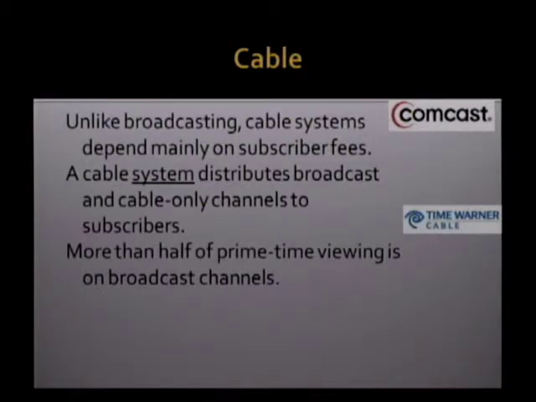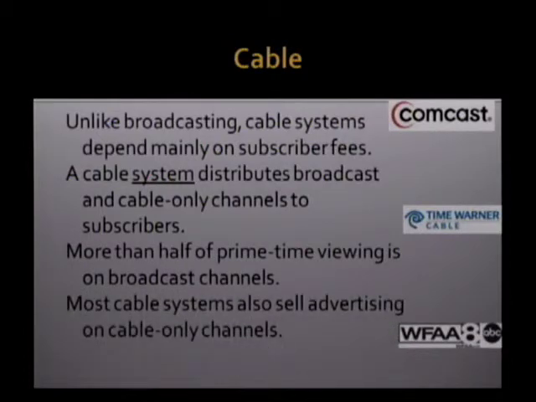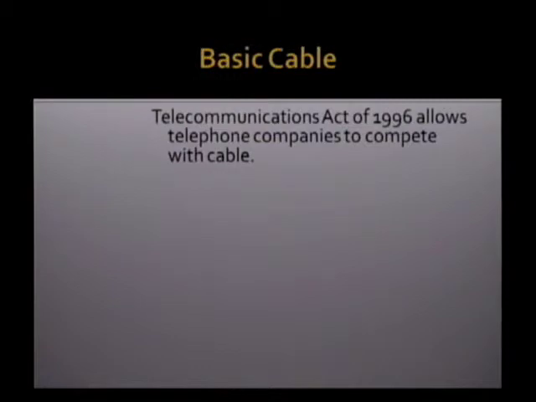More than half of primetime viewing is still on broadcast channels, but cable is definitely making headway. Most cable systems also do sell a little bit of advertising on cable-only channels, but again, remember the bread and butter for cable systems is their subscribers. Now, the Telecommunications Act of 1996 actually allowed telephone companies to start competing head-to-head with cable companies. So companies like AT&T and Verizon are now offering video services to customers, and this allows not only direct competition, but more options for the consumer.